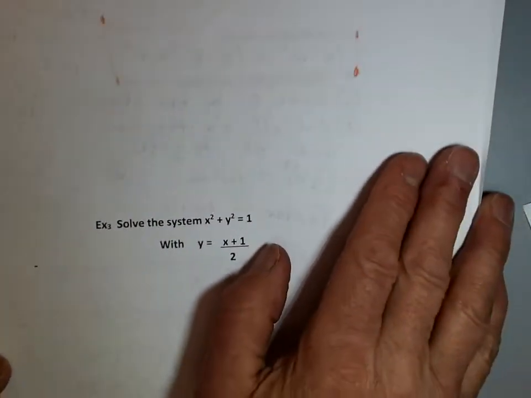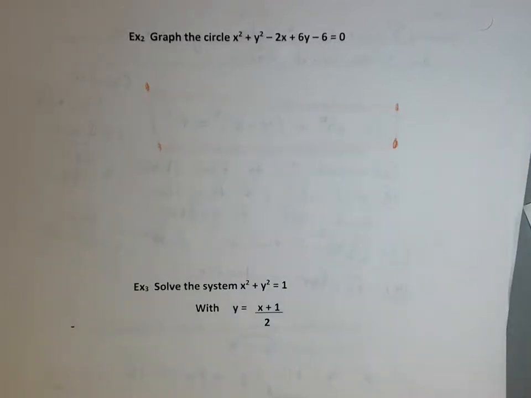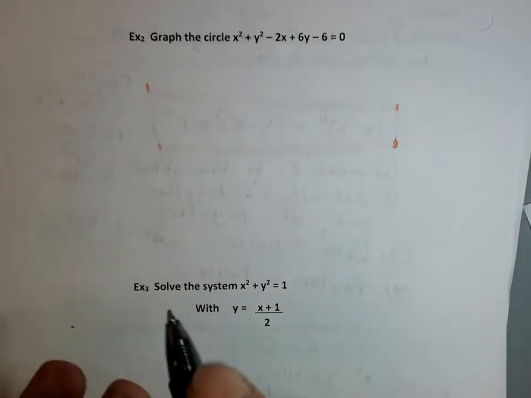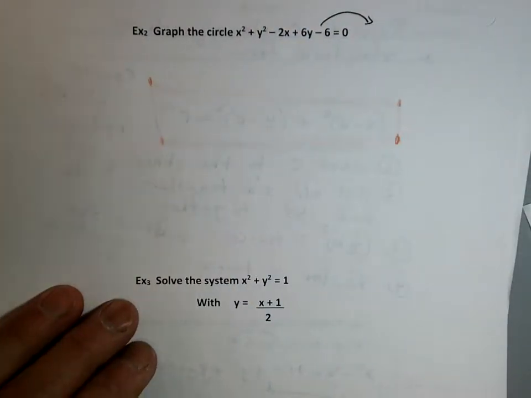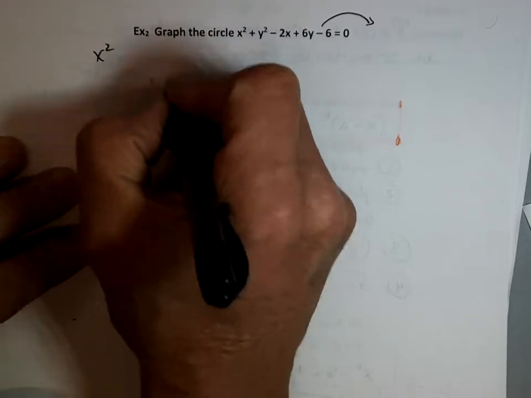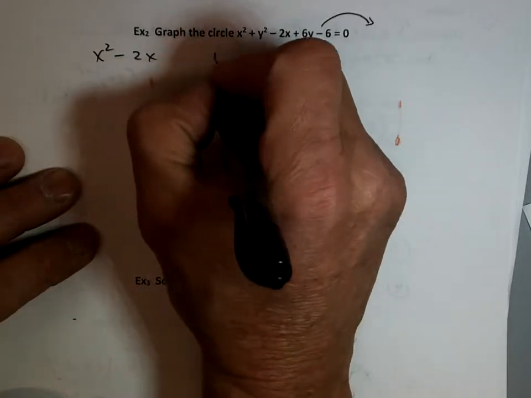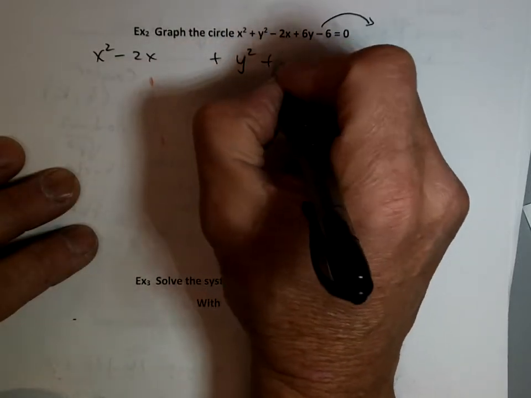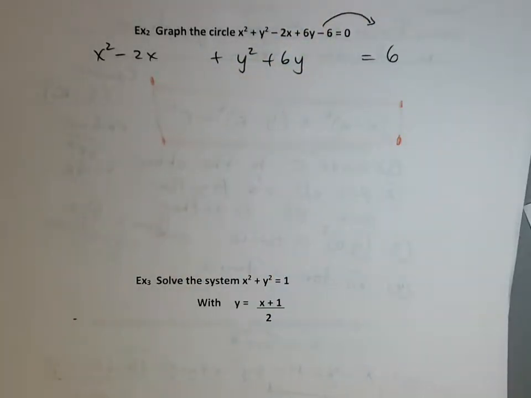Okay, example 2. So example 2 is the same type of problem, except I just asked us to graph it. But we can't graph it until it's in standard form, right? So let's go through and do what we did before. Step 1, let's move the 6 over, and I'll put the x's with the x's and the y's with the y's. So I'm going to rewrite this as x squared minus 2x, leave a space, plus y squared plus 6y equals 6, okay? So I put the x's with the x's, the y's with the y's, and I brought the constant over, okay?